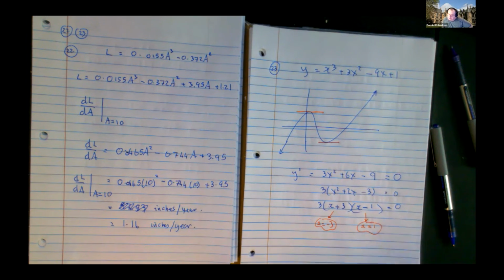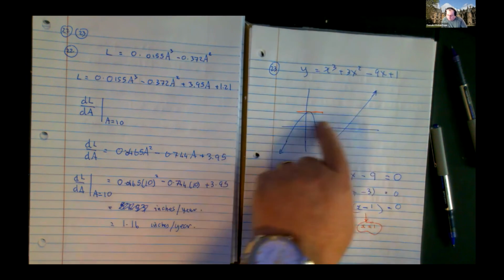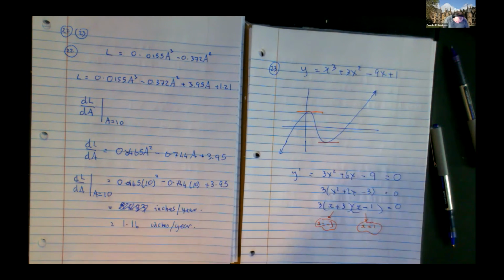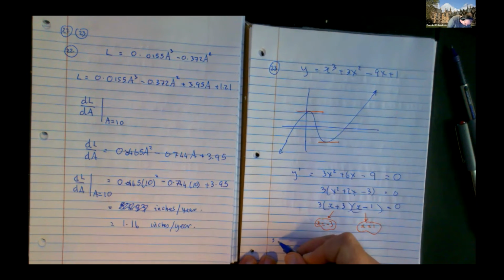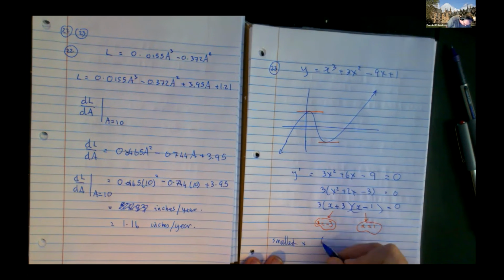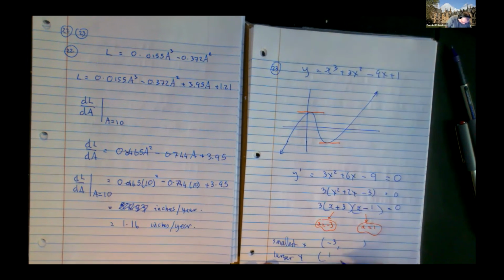So far, so good. Now, I told you that picture was wrong. You can tell that -3 and 1 aren't there, but that's the real numbers. So what we can now do, it says smallest x. Well, the smallest x is -3. And then the larger x, it's 1.